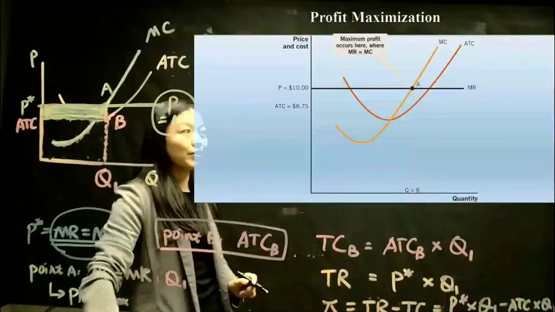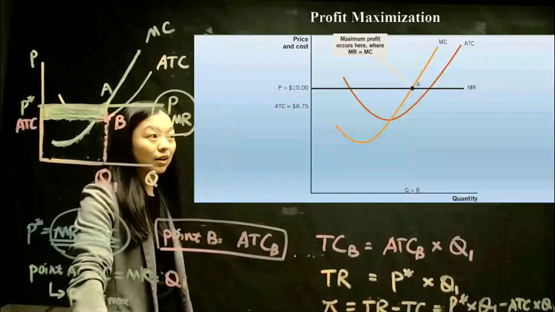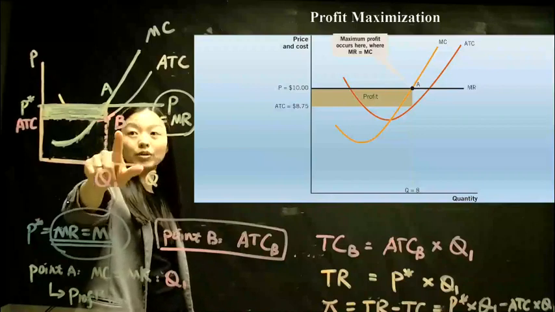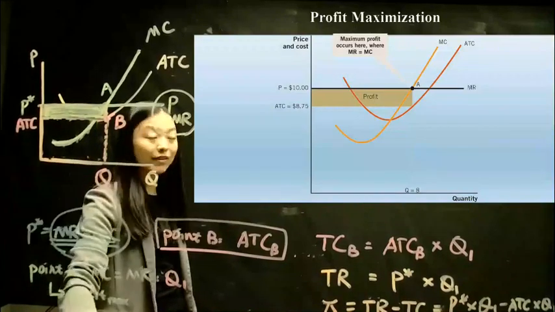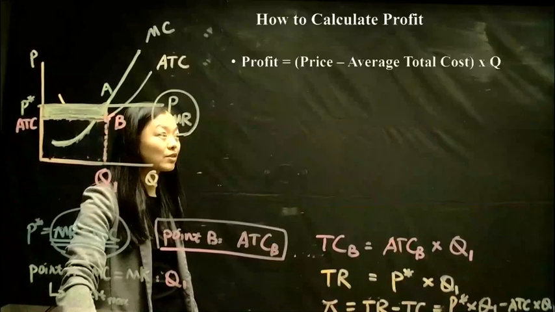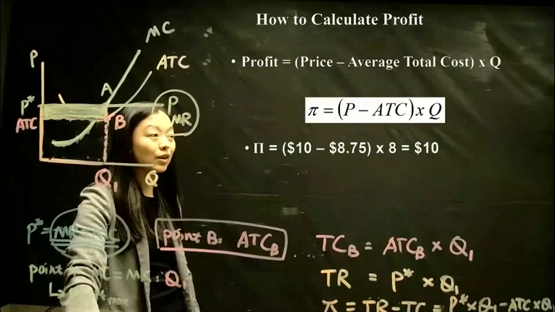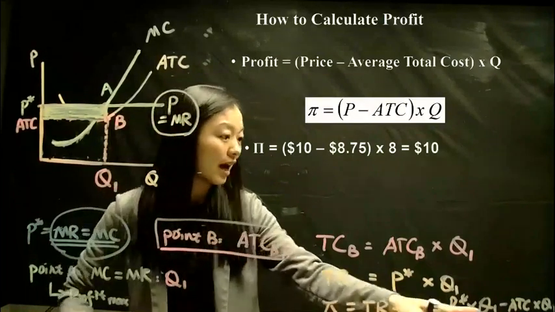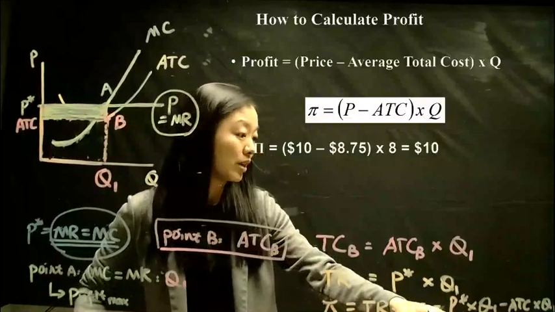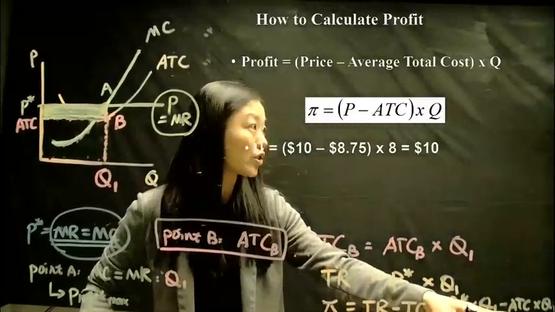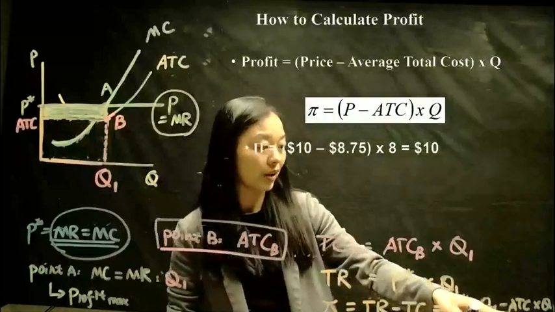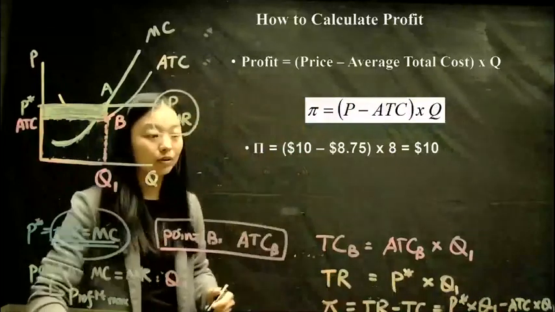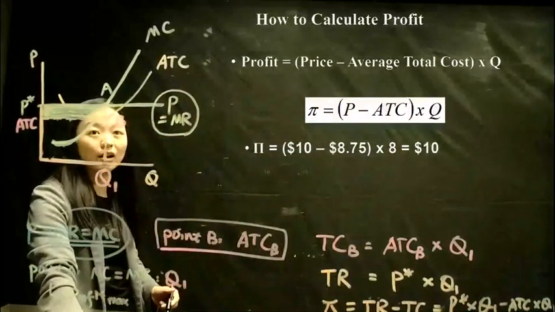So you can see in this graph, if we now have the price equal to $10, then we can find the corresponding average total cost equal to $8.75, right? So we can finally get the total profit. The total profit will equal the price of $10 times the quantity of 8 units, subtract the average total cost of $8.75 times 8 units. So finally, we get the profit.